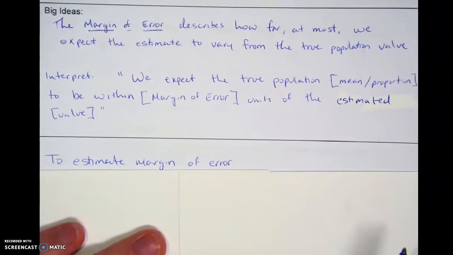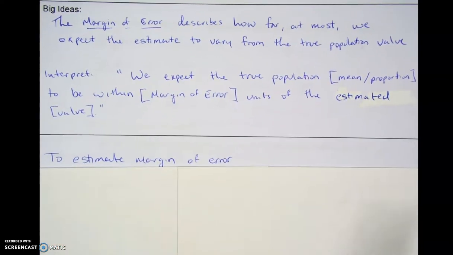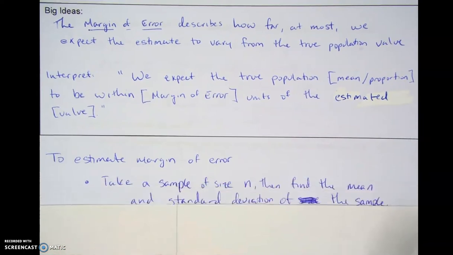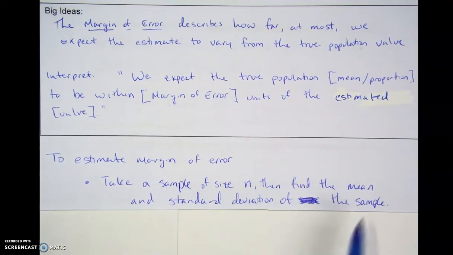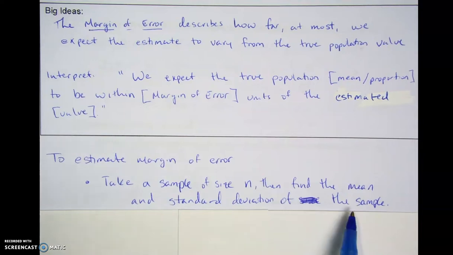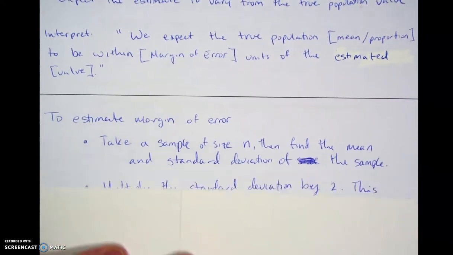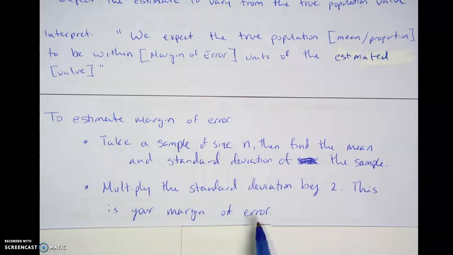Now, how do we make this margin of error? Now, this is actually a pretty short calculation. Most of it is involved in things that we learned in chapter 1, which is to take a sample, find the mean and standard deviation of that sample. So that's all chapter 1. What we do is with the mean and the standard deviation of the sample. Sometimes we'll do that ourselves. Sometimes it's done for us in a margin of error question. To complete that part, we multiply the standard deviation by 2. That is your margin of error.